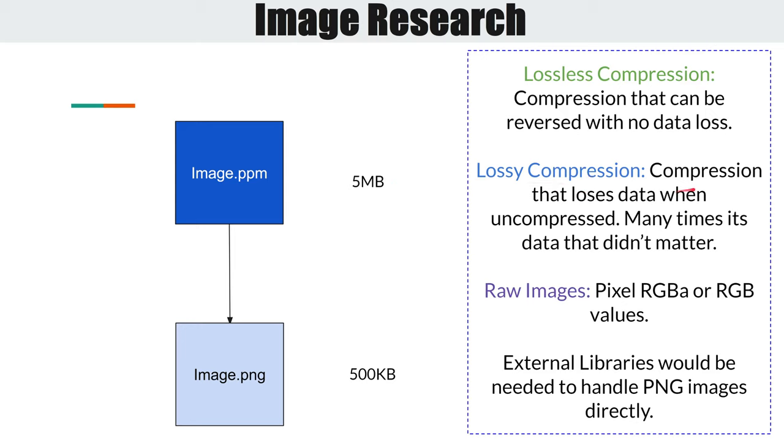Now, lossy compression is compression that loses data when uncompressed, okay? And I'm putting the stipulation that many times it's data that didn't matter. What that means is maybe there are colors that people can't see, right? Or maybe when an image is 5,000 pixels by 5,000 pixels, if we mess with the color of some of those pixels, the image will still look the same to the user. A good example is audio types. When they're compressed, sometimes we go, there's a whole range of information in here for levels of audio that the human ear can't even hear because it's so low. But that data is in our audio because the microphone picked it up. So we just say, why don't we just delete those and get rid of that data, okay?